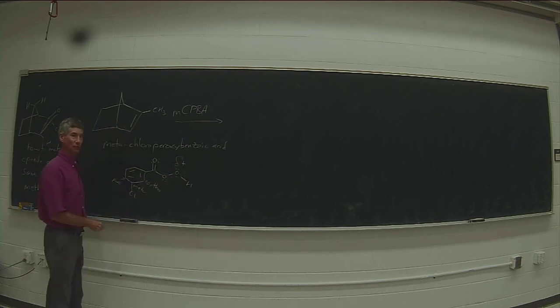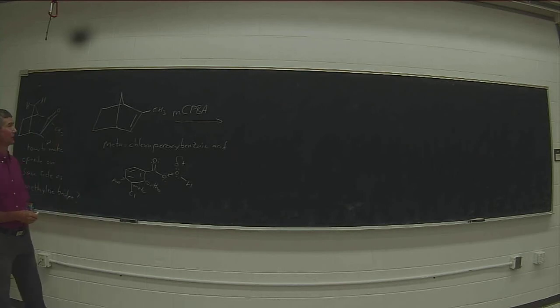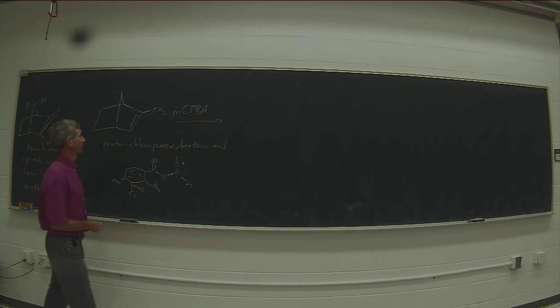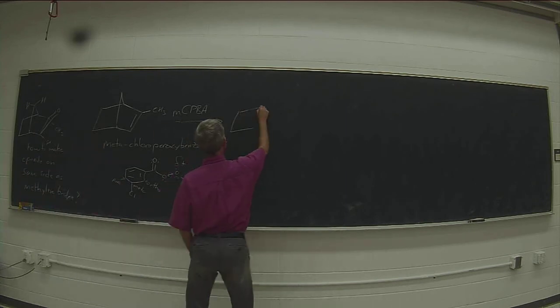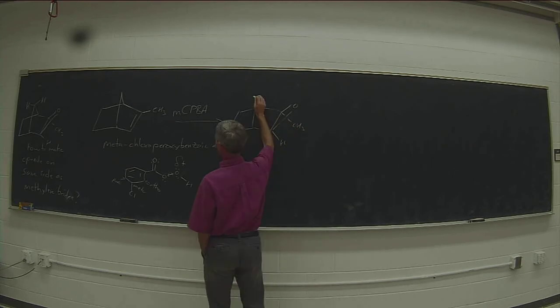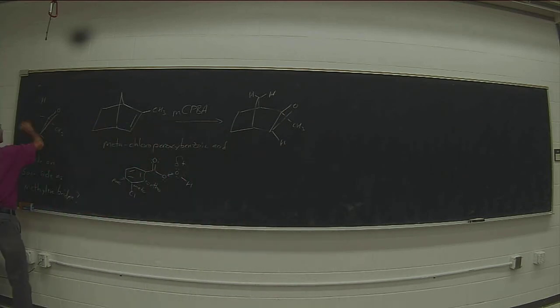This oxygen has a partial positive charge on it because of the electron-withdrawing effect of the carbonyl, pulling electron density away from that oxygen. So you'll actually have a dipole here that puts a partial positive on the oxygen that's connected to hydrogen. So the pi bond is going to attack that electrophilic oxygen. And the product will be the epoxide on the top face, same side as the methylene bridge, and it all happens in one step.